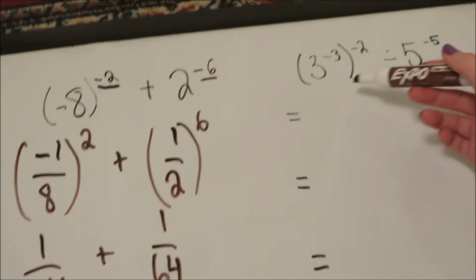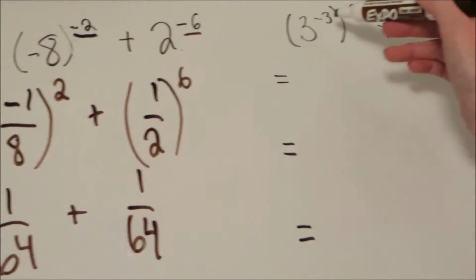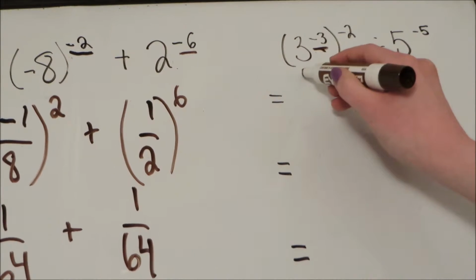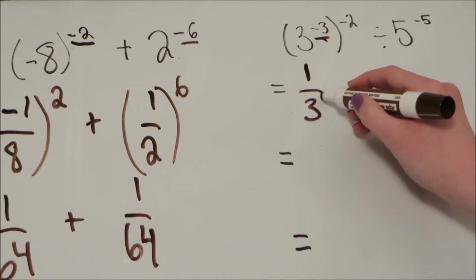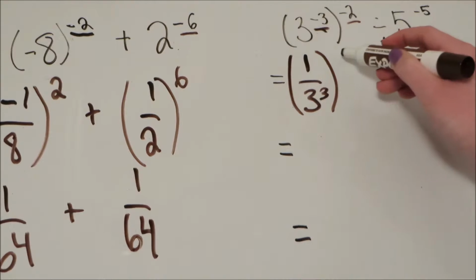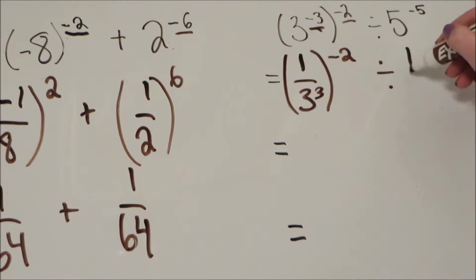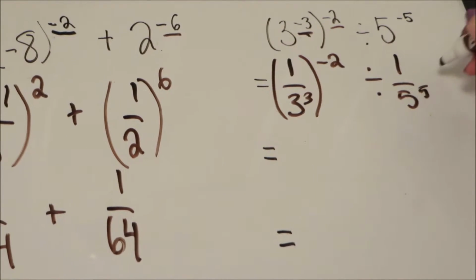For B, the first thing we want to do here is work within the bracket. So just like over here, you want to get rid of this negative exponent. So first we're going to have 1 over 3, same as before, to the power of now positive 3, but it's still to the negative 2. Divided by, take the inverse, 1 over 5 to the power of now positive 5.